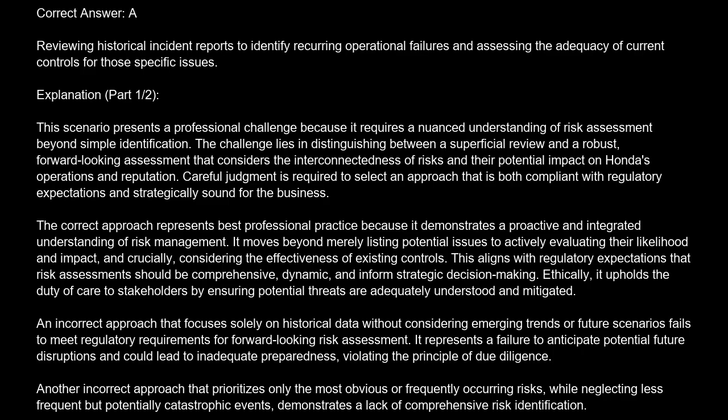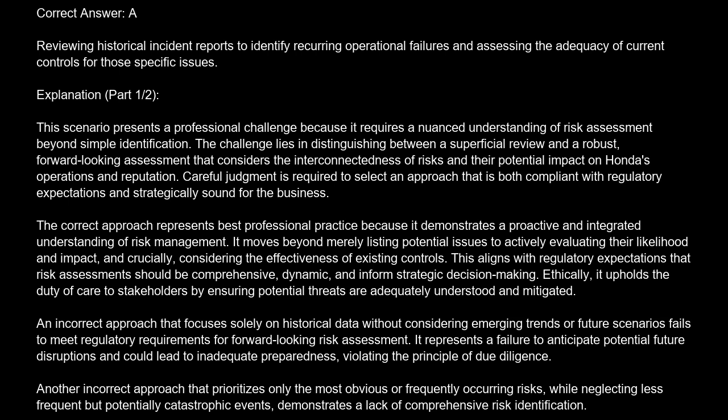The correct answer is A. Reviewing historical incident reports to identify recurring operational failures and assessing the adequacy of current controls for those specific issues. Explanation. This scenario presents a professional challenge because it requires a nuanced understanding of risk assessment beyond simple identification. The challenge lies in distinguishing between a superficial review and a robust, forward-looking assessment that considers the interconnectedness of risks and their potential impact on Honda's operations and reputation.